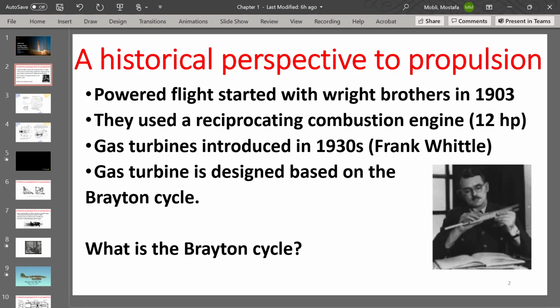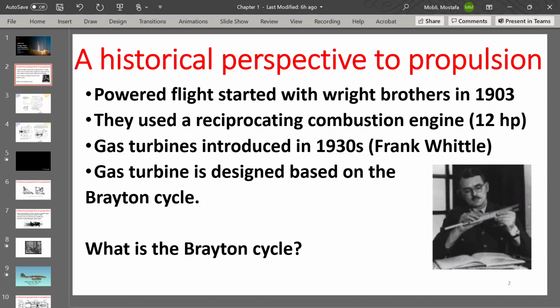The first part of the chapter 1 is a historical perspective on propulsion. So essentially, powered flight started with the Wright brothers, right? In 1903, they started their whole thing, but I think they flew the first plane in 1907 or 1911, something like that, right? But who knows the exact year? I can't say off the top. 1911 then. Okay. So that's where they had their first successful flight, but they started building the aircraft in 1903. So first powered flight was 1903.